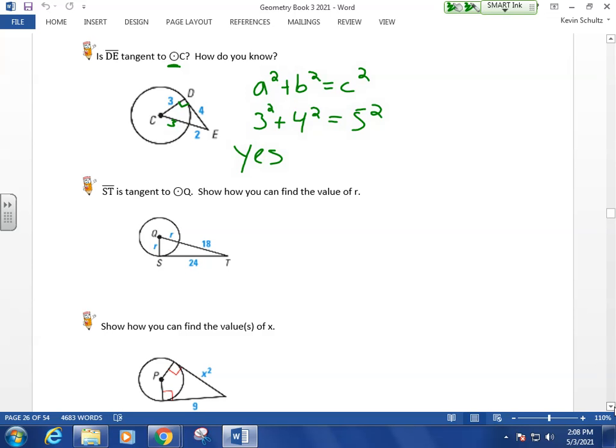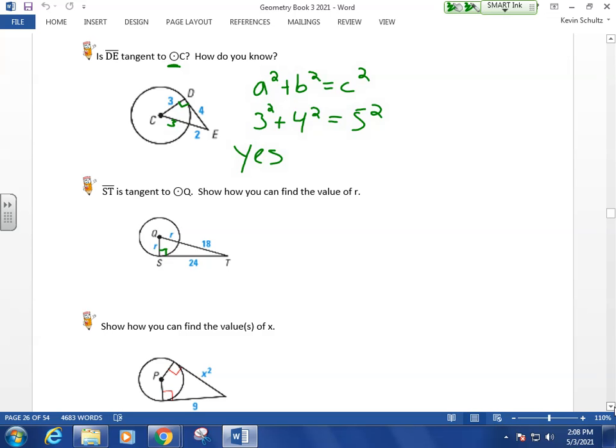The next one, you are told that ST is tangent to circle Q. Show how you can find the value of R. You're told that ST is tangent to circle Q, which means that this is a right triangle here. It has to be one because of theorem 10.1. How can we find the value of R? What do we have to set up here?